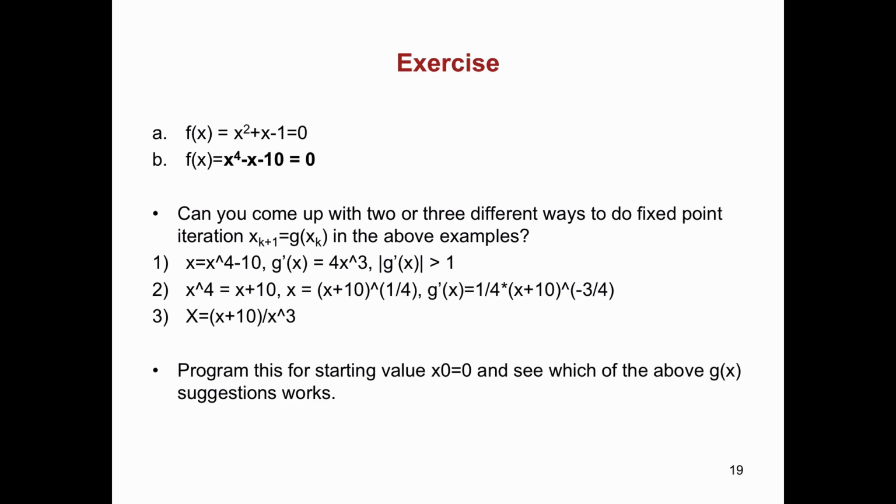There's another one where basically I could take x to the 4 equals x plus 10, so then take a 4th root of x plus 10, and then it seems that I should be able to make this small, at least in certain areas. And then the third suggestion was here. I did not calculate g prime for that, but another option is that x is equal to x plus 10 divided by x to the cube. That should work as well. So let's program 1 or 2 of these and see what happens.